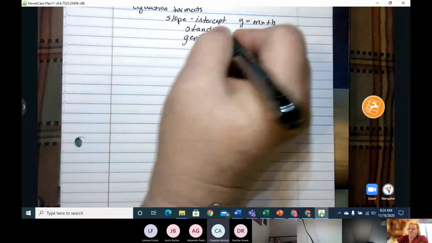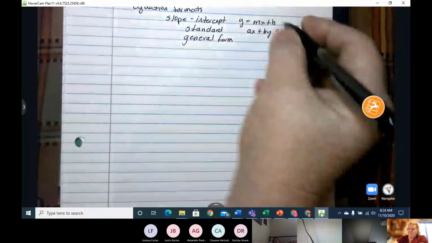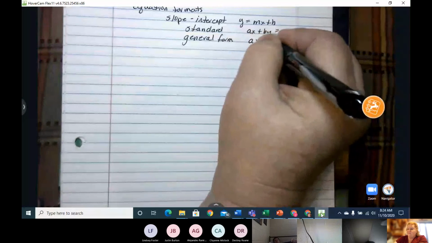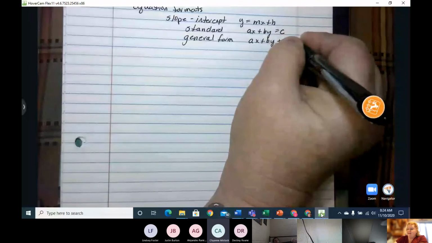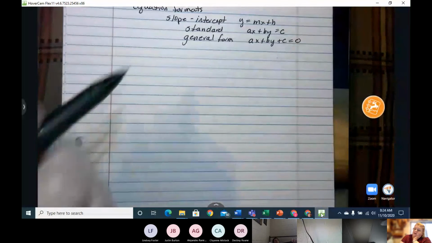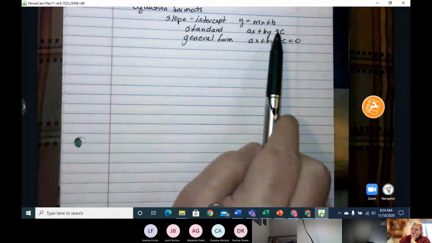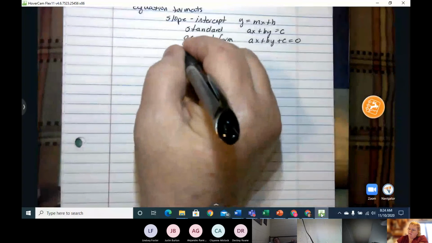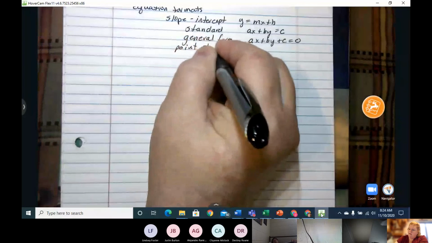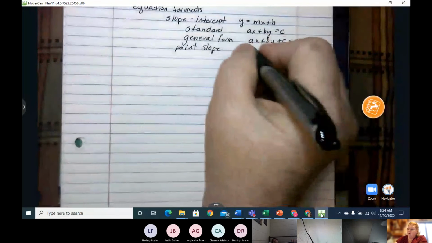There is general form, ax plus by plus c equals 0. There's not a great deal of difference between general and standard. It's just the position of the constant value, whether everything's on one side set equal to 0 or whether it's not. And then there is point slope form.